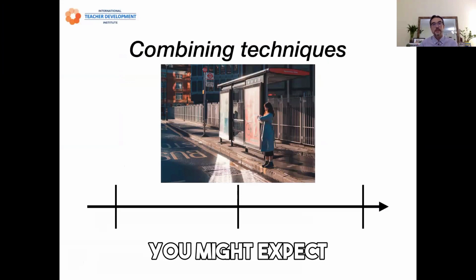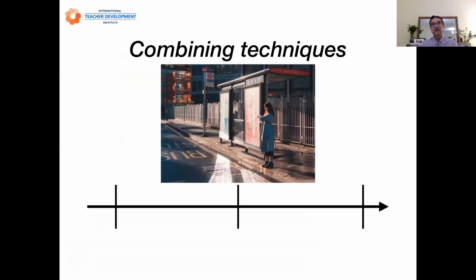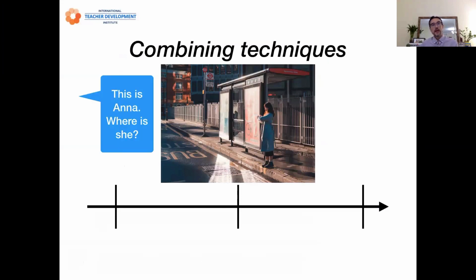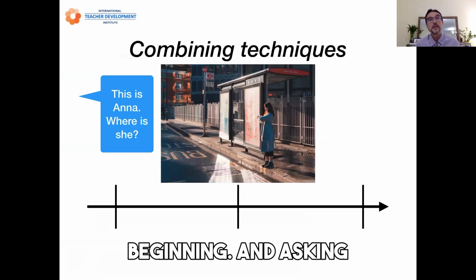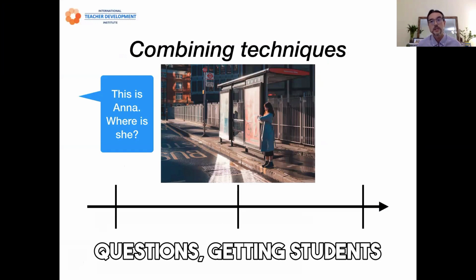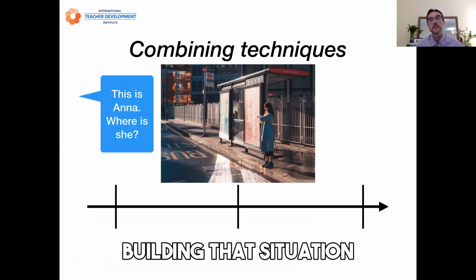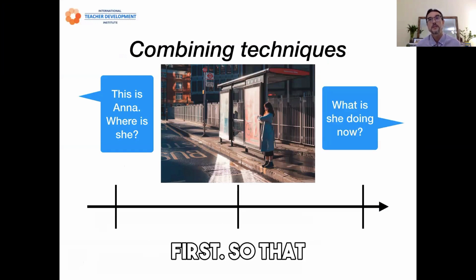As you say, you might expect a picture on the board, Thomas. So you might put something like this up. And she got the students engaged at the beginning, asking questions, getting students to answer and building that situation first. So that was one of the things that I think we all like about it.